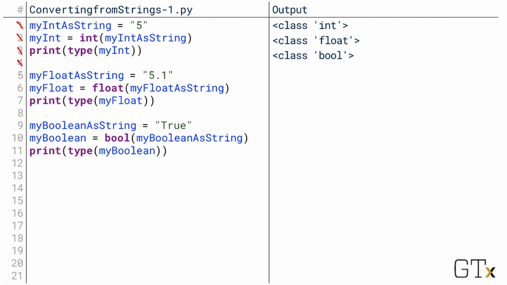The same thing happens on lines 5, 6, and 7. It creates the variable myFloat as string and gives it the value 5.1 in quotation marks, tries to convert it using this float function, and then prints its type. And sure enough, it has the type float.